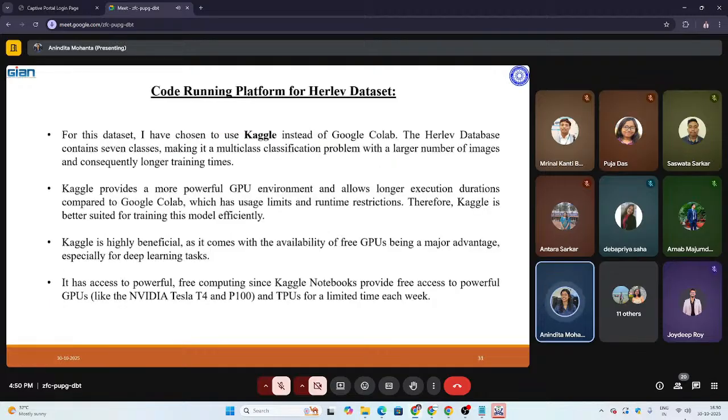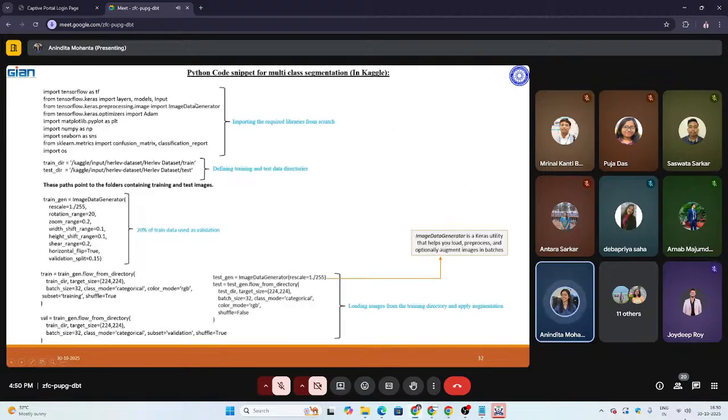I have used Kaggle here instead of Google Colab, because Kaggle provides much more GPU access than Colab. Kaggle is highly beneficial as it comes with free availability of GPU, a major advantage for deep learning tasks. And this is the code that I have used. It's similar to the previous one, just for a multi-class classification dataset. Here I have given the training and testing directories, and the code is the same.